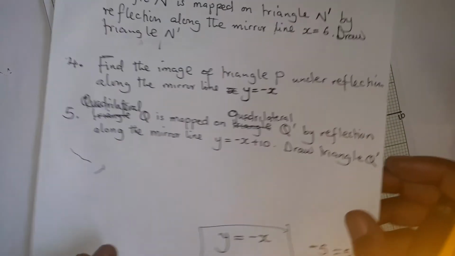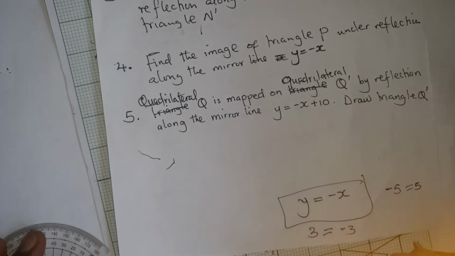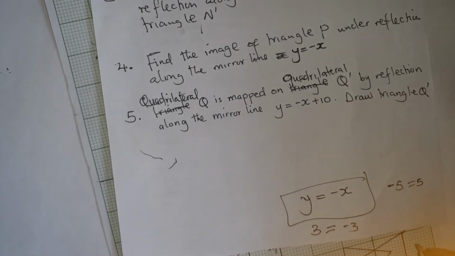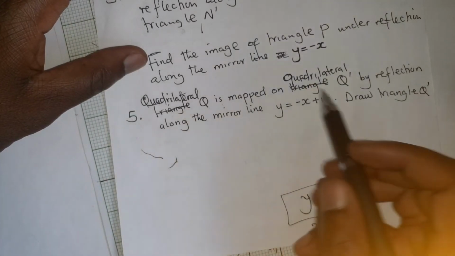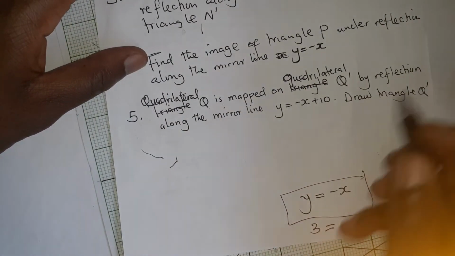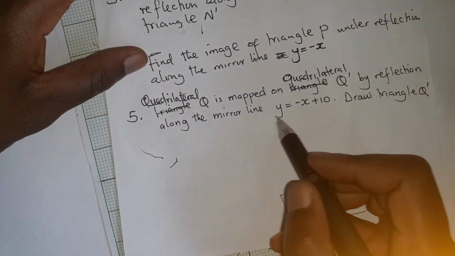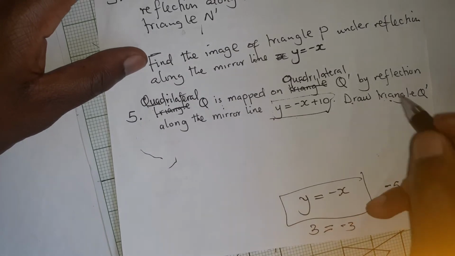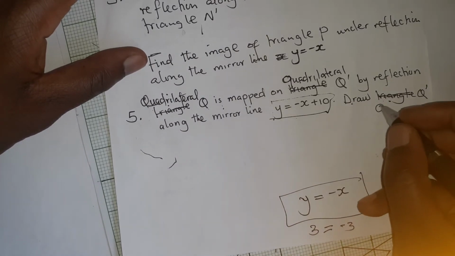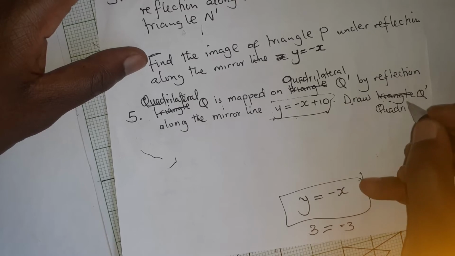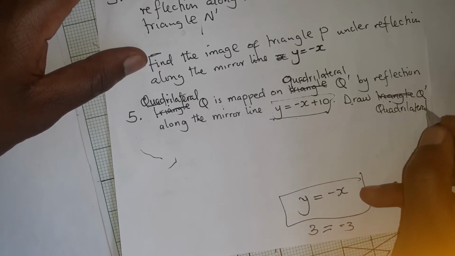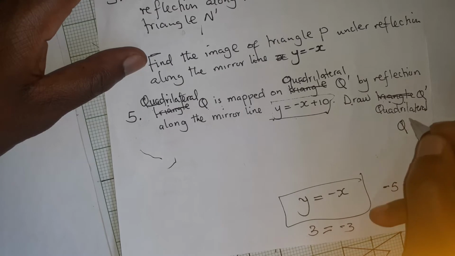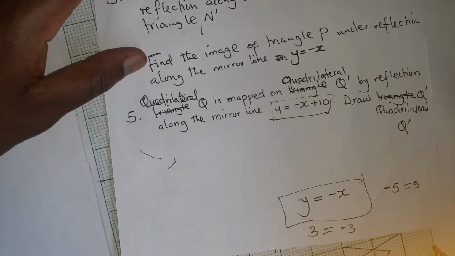So let's do the last question. The last question here tells us that quadrilateral Q is mapped onto quadrilateral Q prime by reflection along the mirror line. This is our mirror line, okay? This is also supposed to be a quadrilateral here, okay?